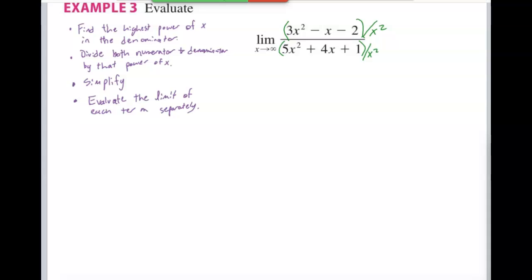So you're effectively going to distribute that division. Every term is going to get divided by x squared. So I'm going to have 3x squared over x squared minus x over x squared minus 2 over x squared, over 5x squared over x squared plus 4x over x squared. Sorry, plus 4x. Plus 1 over x squared.